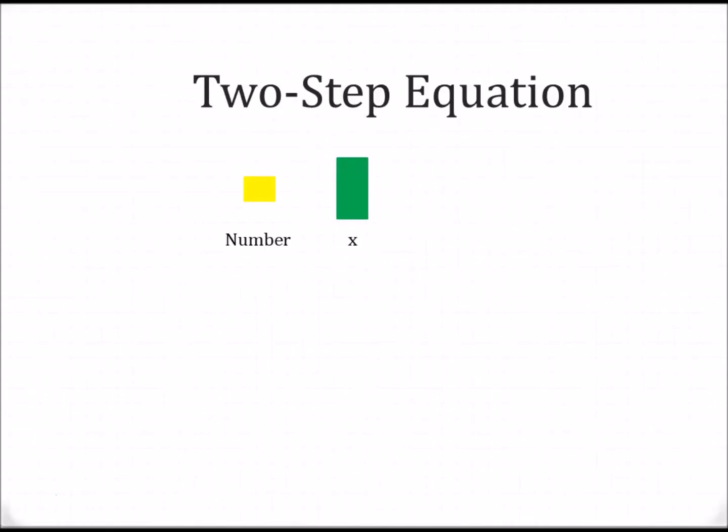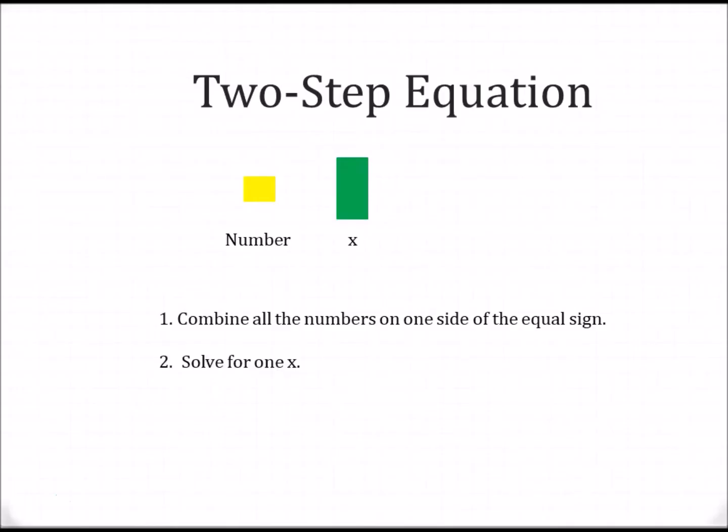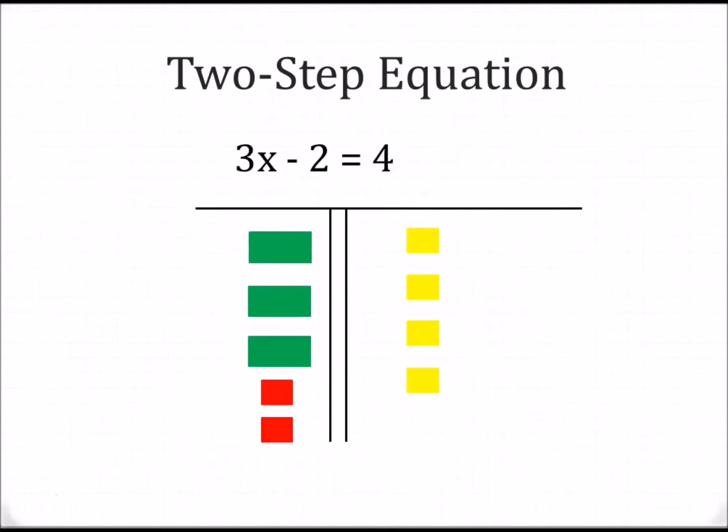To solve a two-step equation, the first step is to combine all the numbers on one side of the equal sign, and the second step is to solve for 1x. So let's go ahead and do example 1. I have 3x minus 2 equals 4. So notice that 3x right here is represented by the green 3x right there. And I have minus 2, so that's our minus 2 right here, equals right here, and then positive 4, so this is positive 4 right here.